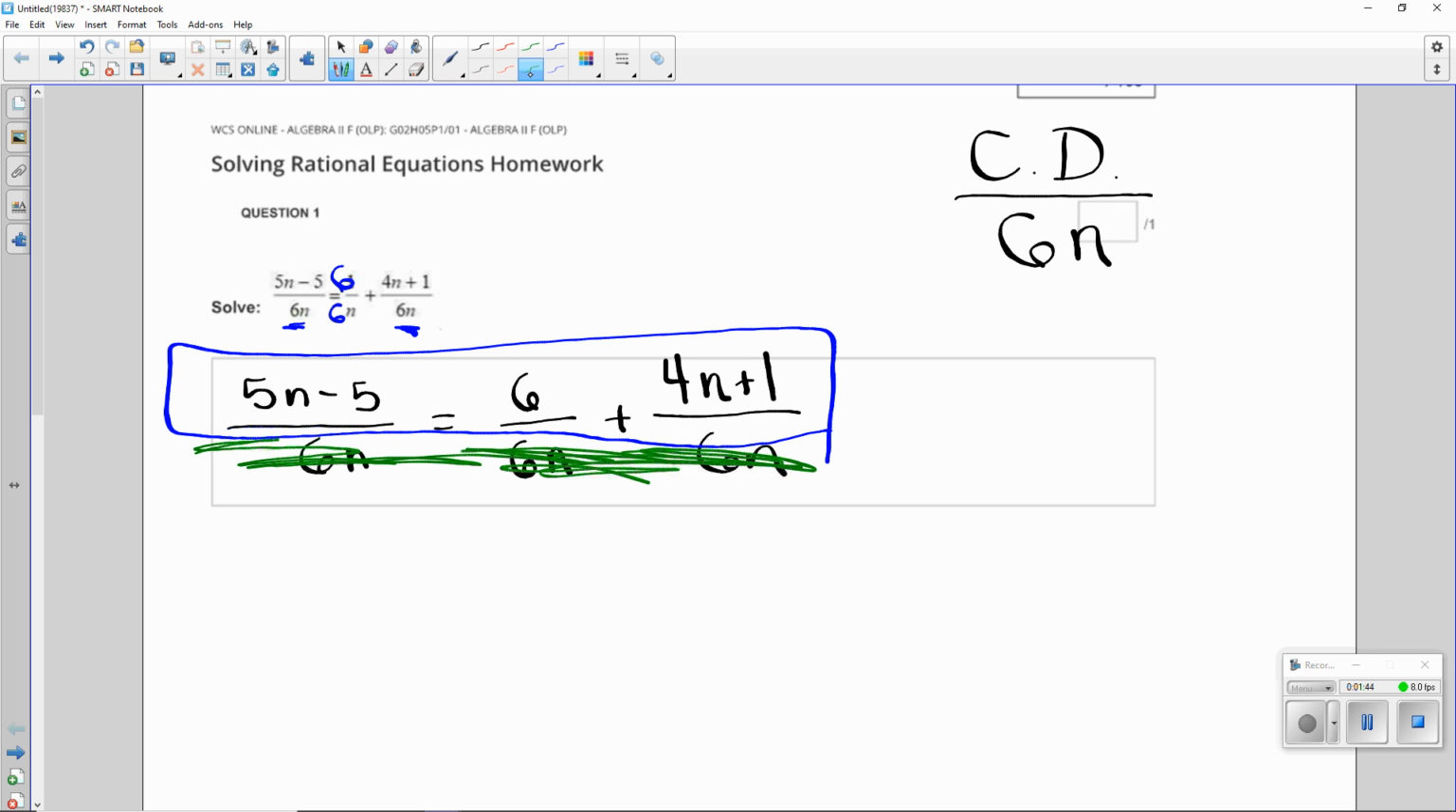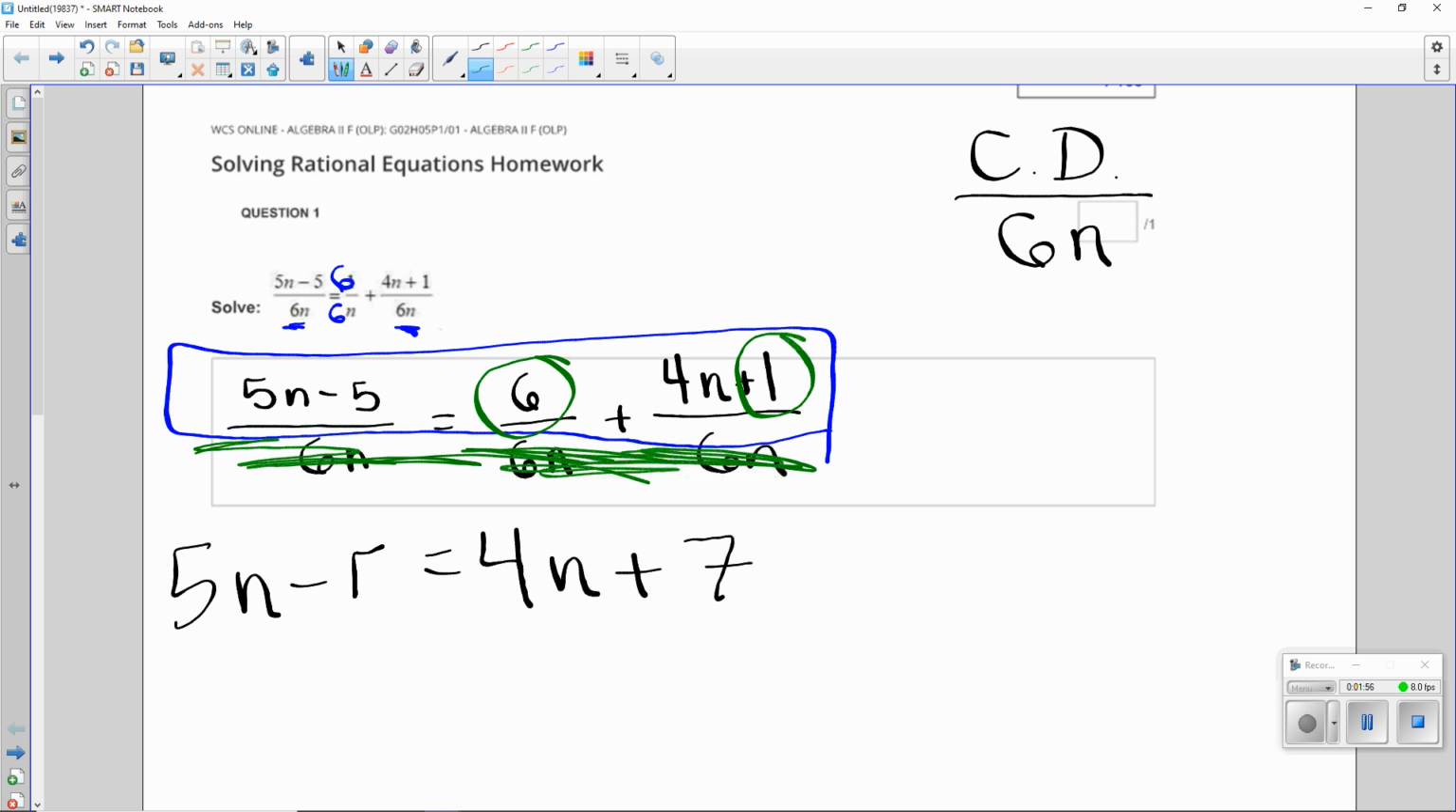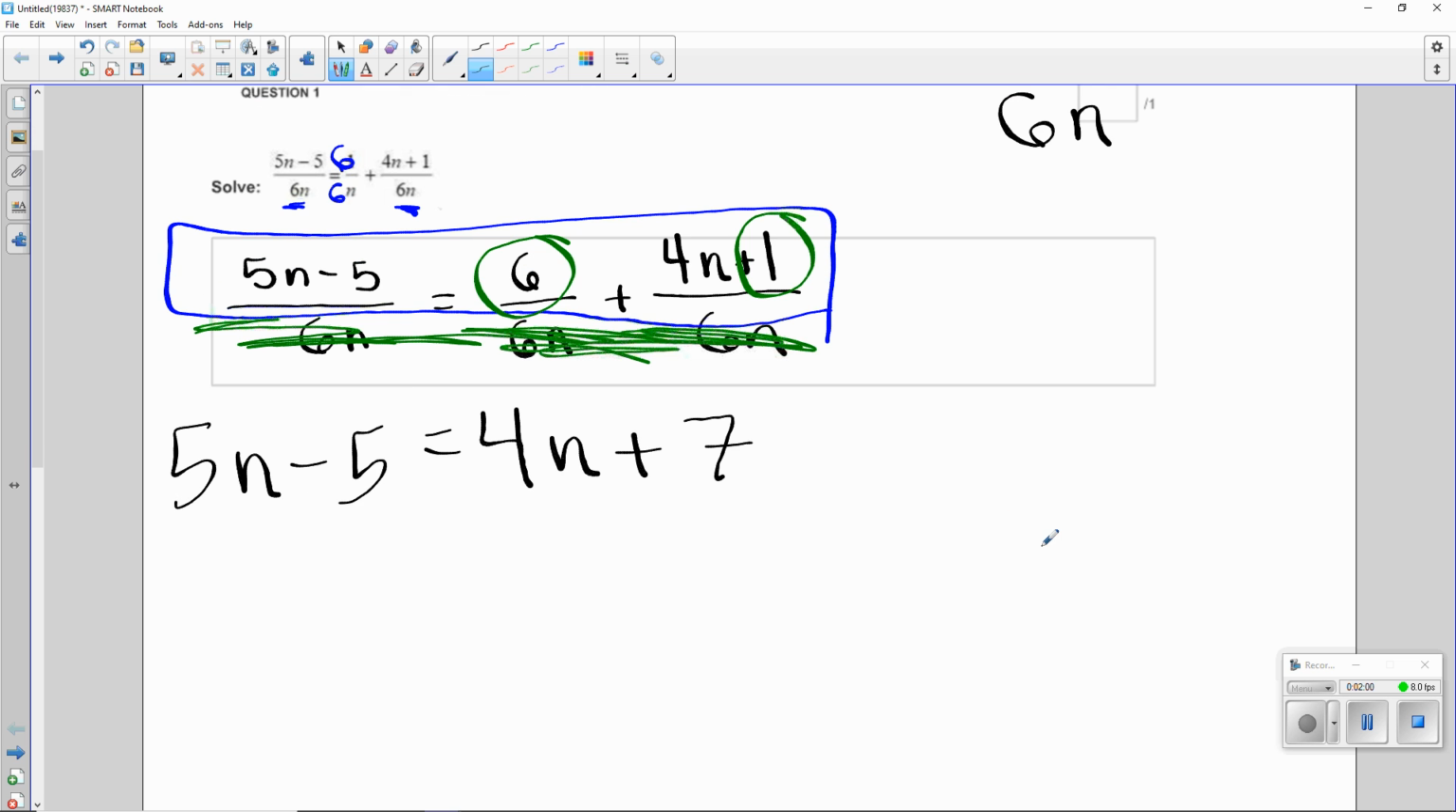So I'm going to simplify the right-hand side just a little bit. The 6 and the 1, those are like terms. So I get 4n plus 7 equals 5n minus 5. So once you get a common denominator, you can mark out the denominator.